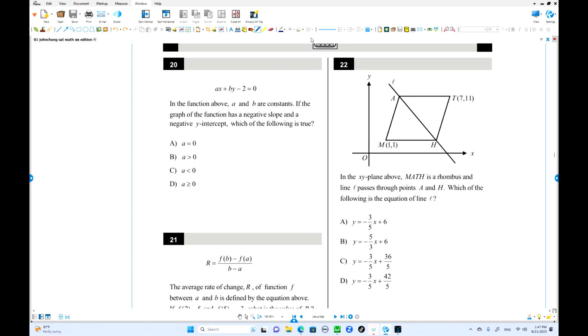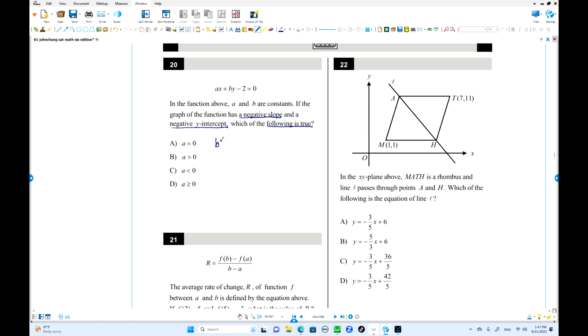This is test 5, section 4. We're going to finish right from 22 up to the end, 38. So this is number 20. The graph function has negative slope and negative y-intercept. So which of the following is true?